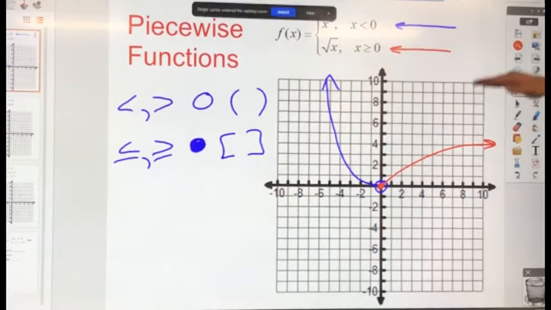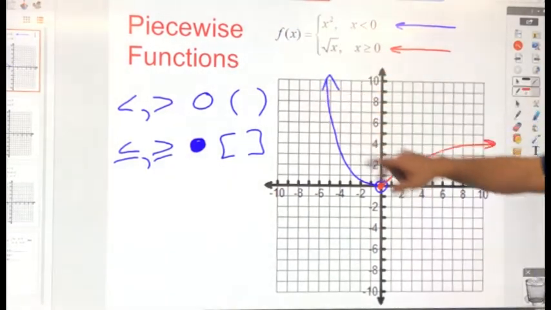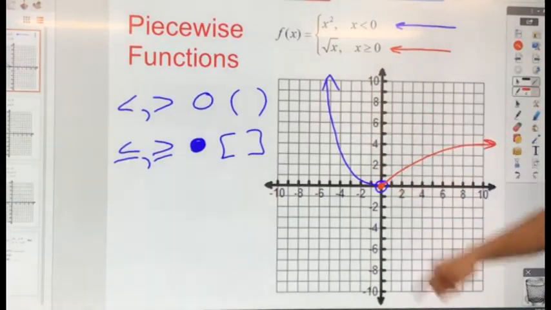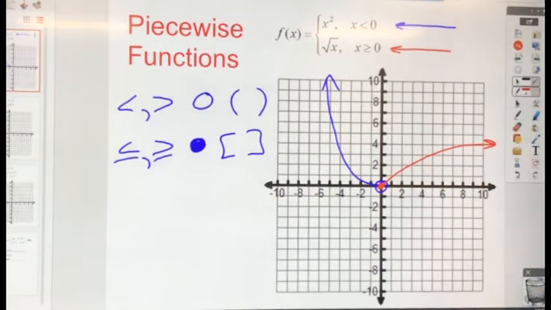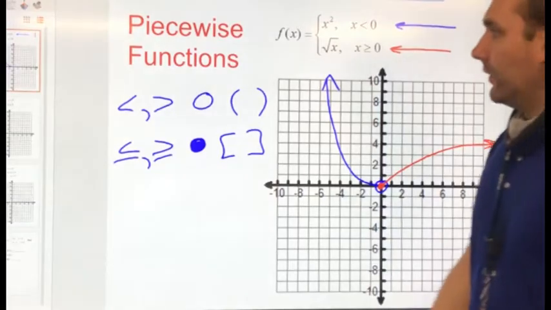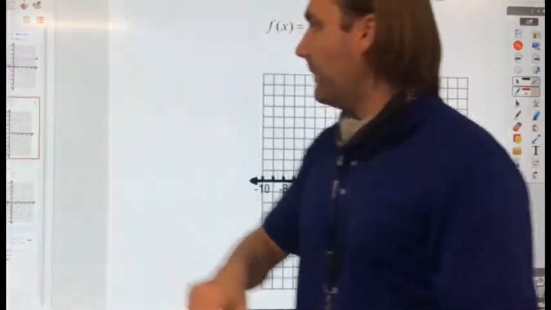Notice it's in two parts. The part that is less than 0, which is my quadratic, and the part that is equal to or greater than 0, which is my square root. So that's what we're doing today. Two functions in one, just cut into pieces. So let me have you give it a try on your graph paper.